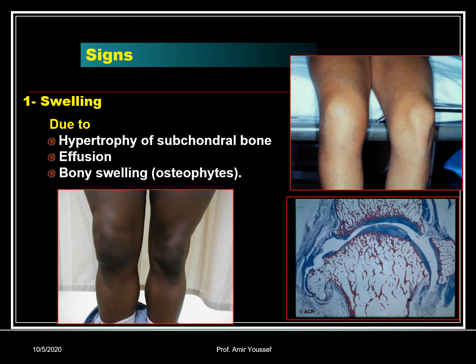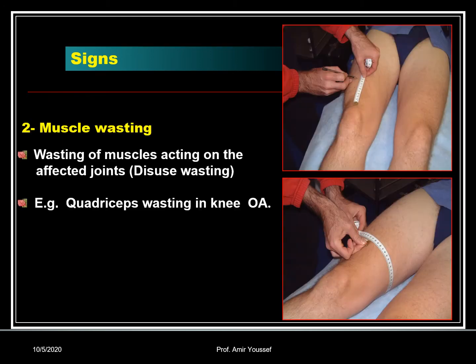Signs of osteoarthritis. Number one, swelling due to hypertrophy of subchondral bone, effusion, bony swelling or osteophytes, like this one, bony swelling due to formation of osteophytes. Muscle wasting, wasting of muscles acting on the affected joints. What we call disuse wasting. For example, quadriceps wasting in knee osteoarthritis.